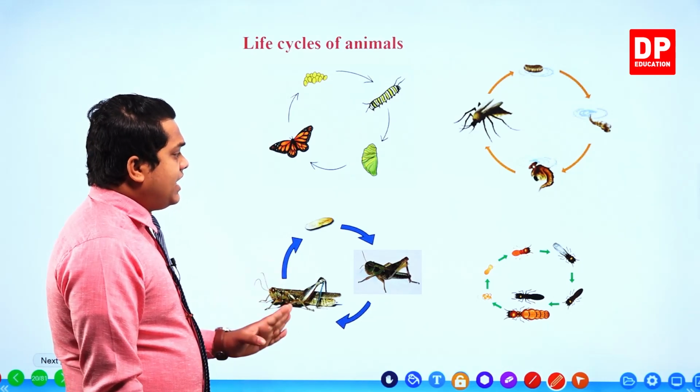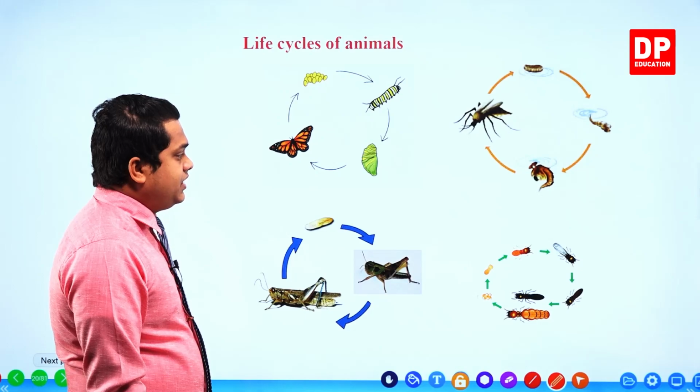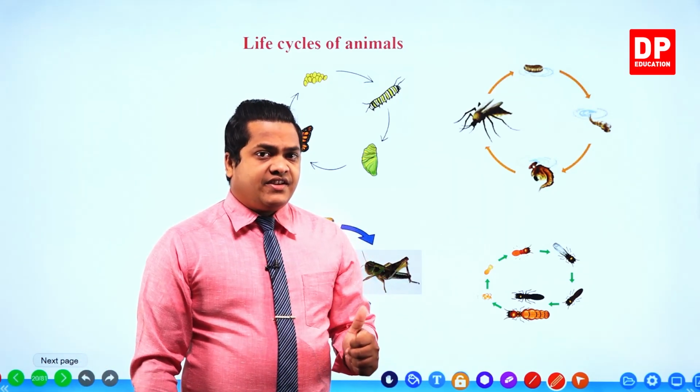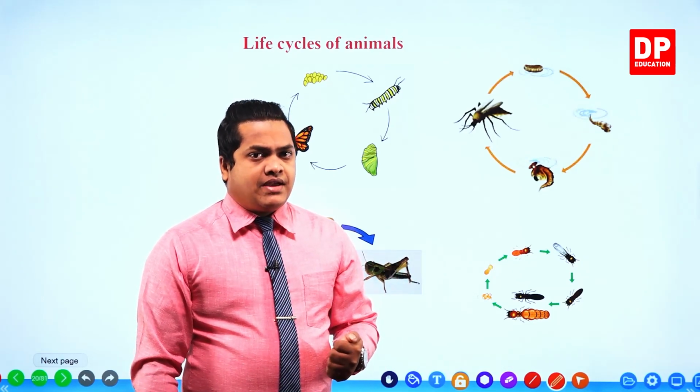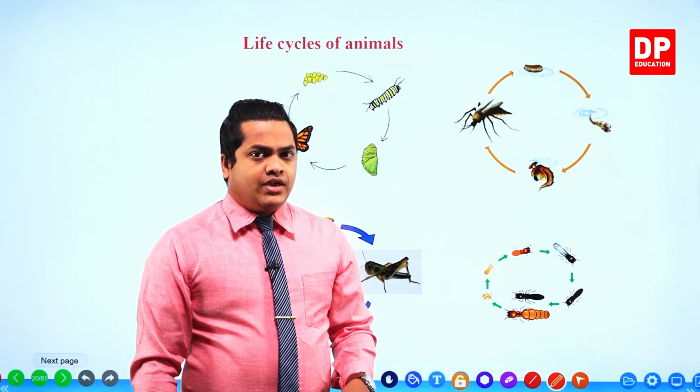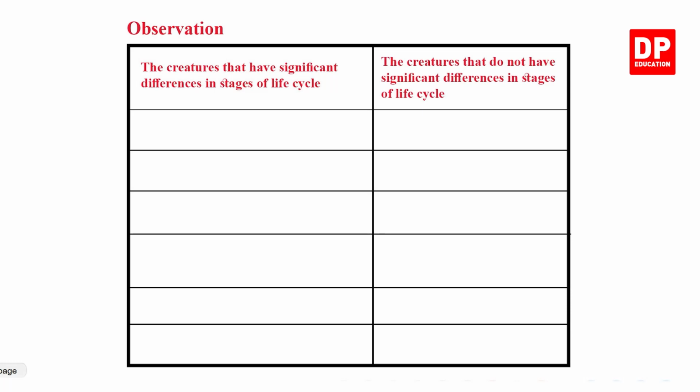So my dear children, these are the life cycles of these organisms. Okay, these are the life cycles of the organisms. As you can see here, we can identify that some animals have significant changes within their life cycles. However, there are some animals that do not have significant changes within the stages of their life cycles. Okay, right then. So our observation: the creatures that have significant differences in stages of the life cycle, and the creatures that do not have significant changes within their life cycle. So we can divide these animals into two categories like this.